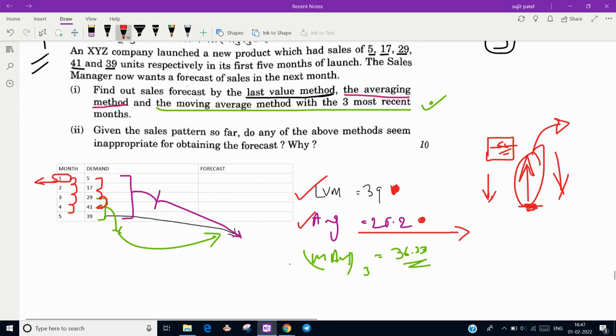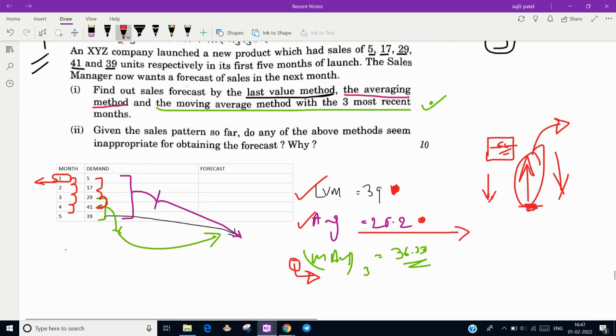And why the third method is most appropriate, if someone asks: it takes the last 3 months' data, because too much older data doesn't mean much for us, and too much recent data also does not capture the fluctuation. So we have to take the middle path between them. So it will be the last 3 months, or the last 3 or last 4.